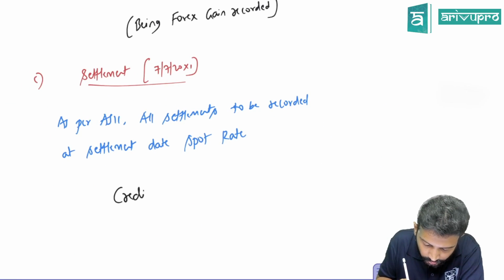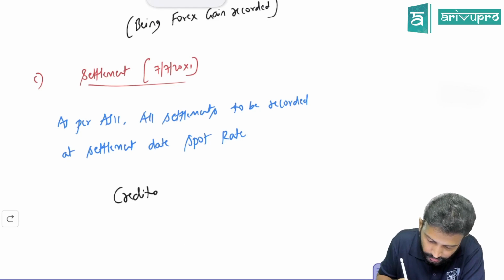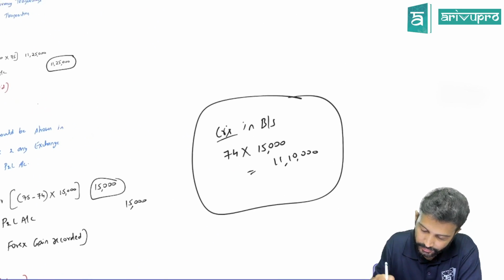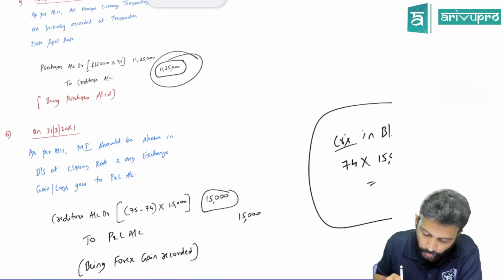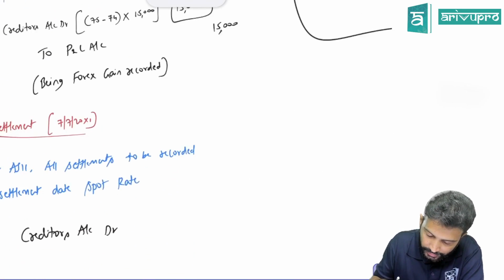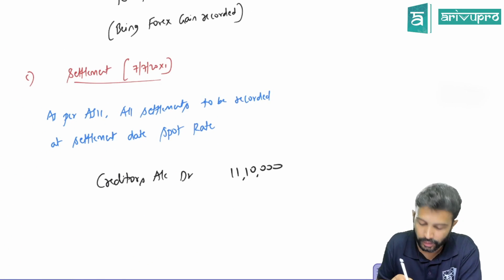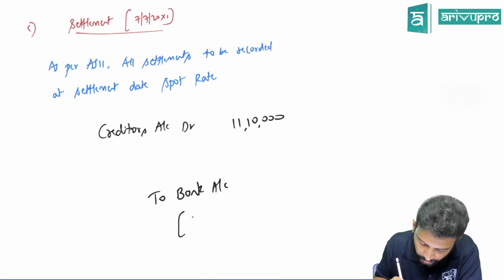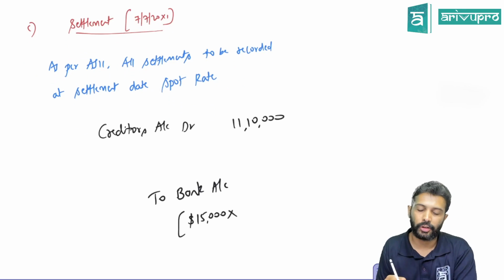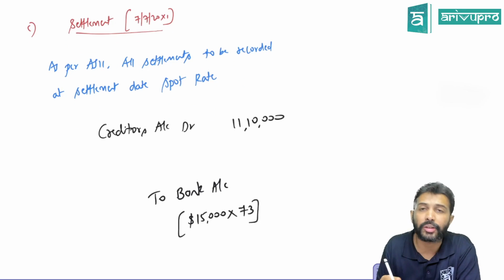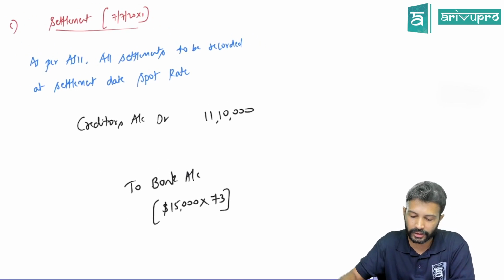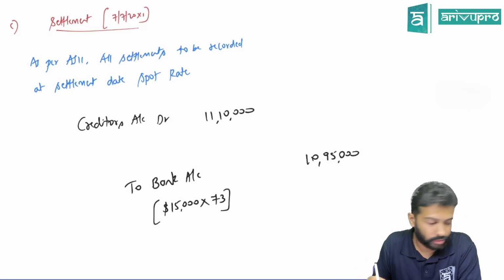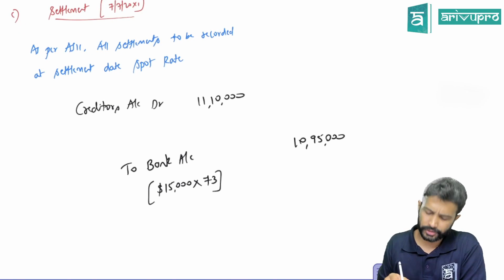Creditors account debit. What is the balance in creditor? 11 lakh 10,000. Basically 11 lakh 25,000 minus 15,000, you're going to get 11 lakh 10,000. To what account? To bank account. How many dollars are you paying? $15,000. On the settlement date, $1 was only equal to 73. So how much money will get deducted from your bank account? 10 lakh 95,000.